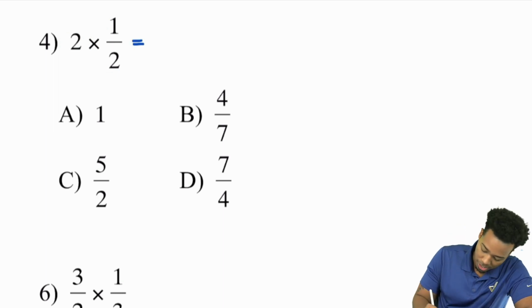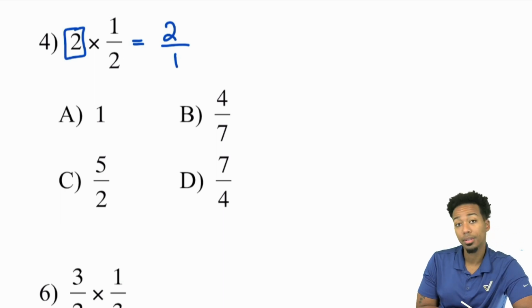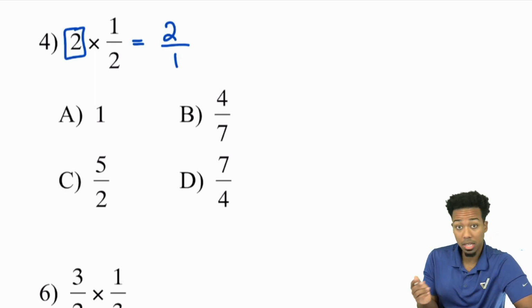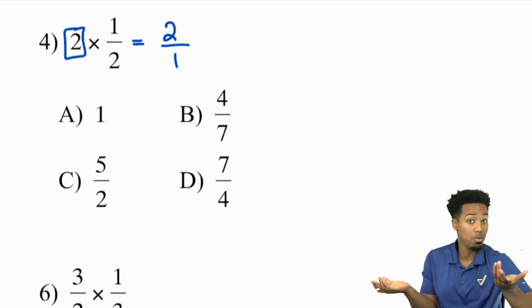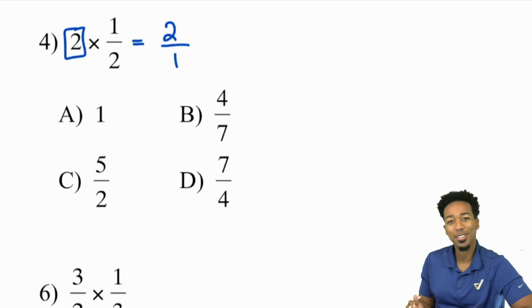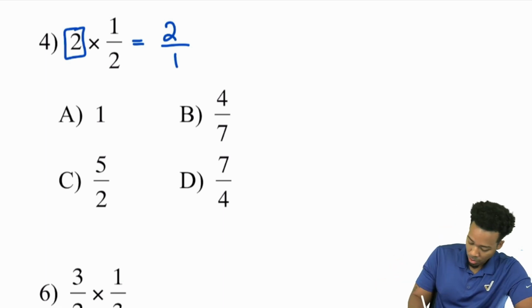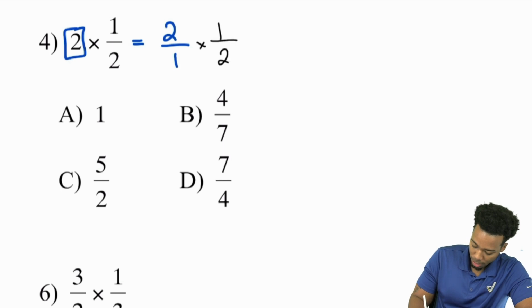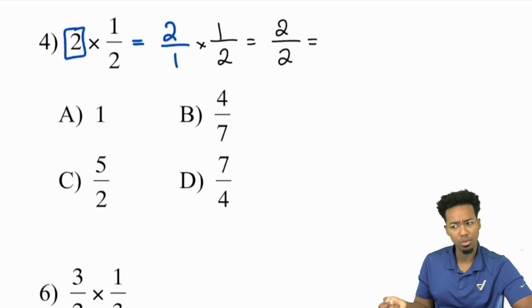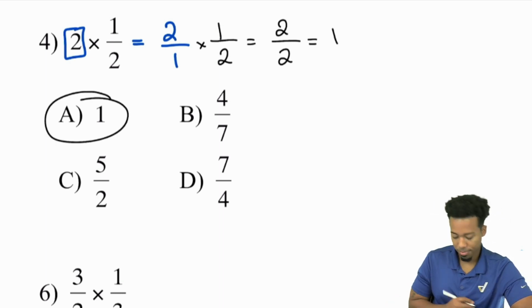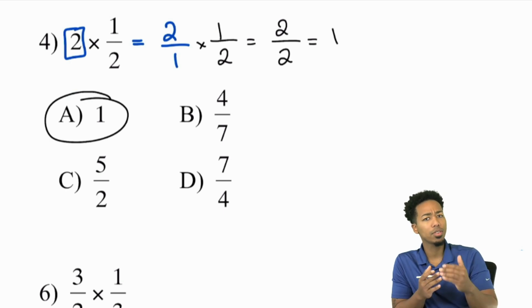The reason that this is the case is because 2 is the same thing as 2 over 1, right? 2, any number is the same thing as that number divided by 1. Same thing. And so with that said, there we go. We can treat that like 2 over 1 times 1 over 2. That becomes 2 over 2. And 2 divided by 2, well, that is going to be 1. And there it is.